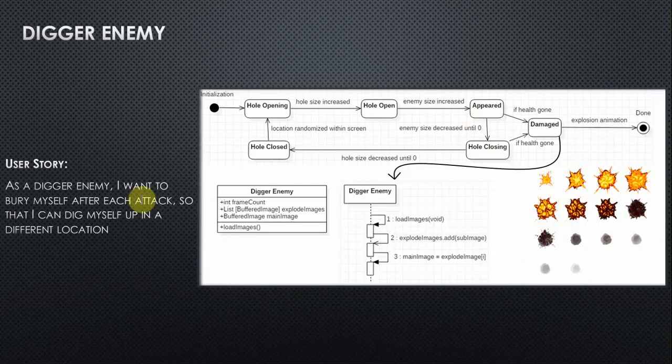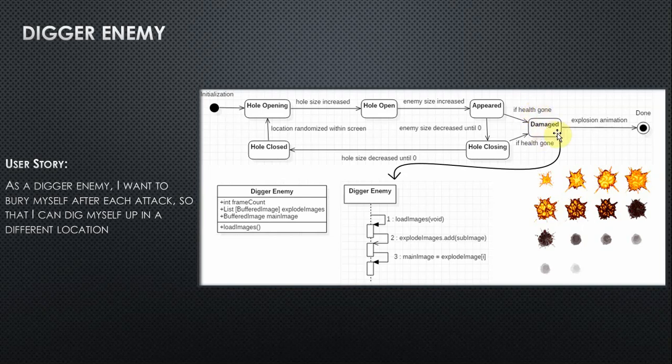As a digger enemy, I want to bury myself after each attack so that I can dig myself up in a different location. So, looking at the state diagram, we open the hole, we appear, we shoot the bullet, we close the hole, and then we randomize the location and start it over. So after each attack, we will open a new hole in a new location for another attack, unless we are damaged, which means the health has been depleted.